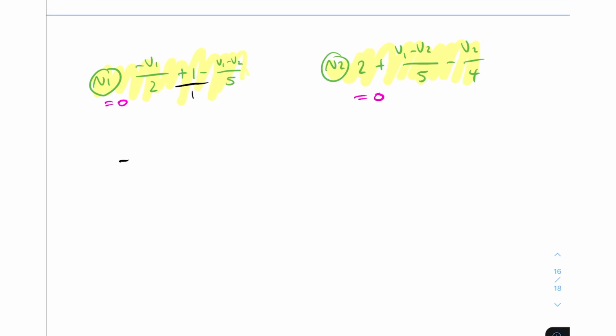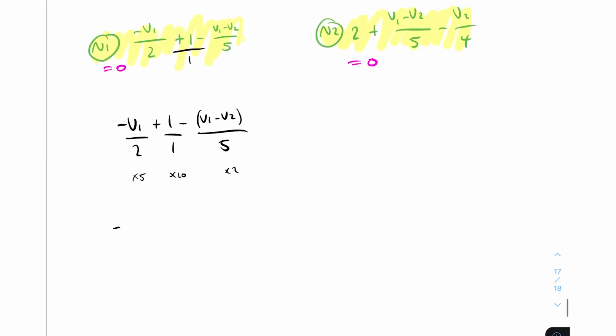So now if you look at it like this, minus V1 plus 1 minus V1 minus V2, that's in brackets, all of that divided by 5, all of that divided by 1, and all of that divided by 2. Because obviously any number is just over 1, right? So now we can remove this fraction by timesing this by 5, this by 10, and this by 2. If we do that, we get minus 5 V1 plus 10 minus 5 V1, and then it's actually minus V2.